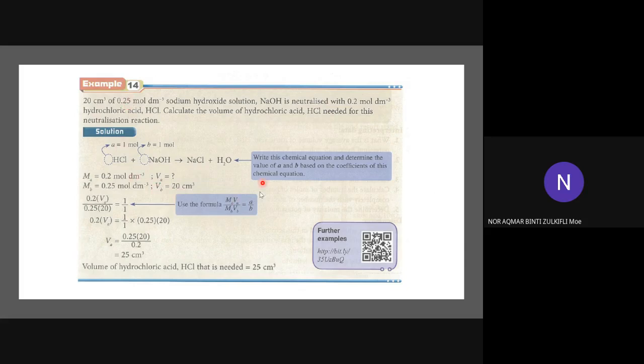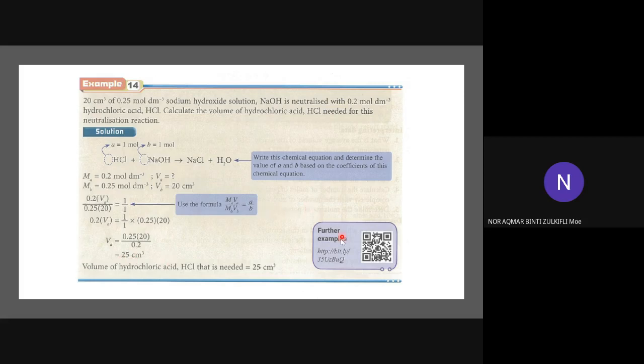Okay, so by the formula given, since A and B there are no mole here. Some of the questions we have 2, like 2 HCl here or 3. So here is 1. So you just substitute the formula, and then the last one you will get 20 cm cube. Sorry, 25 cm cube.